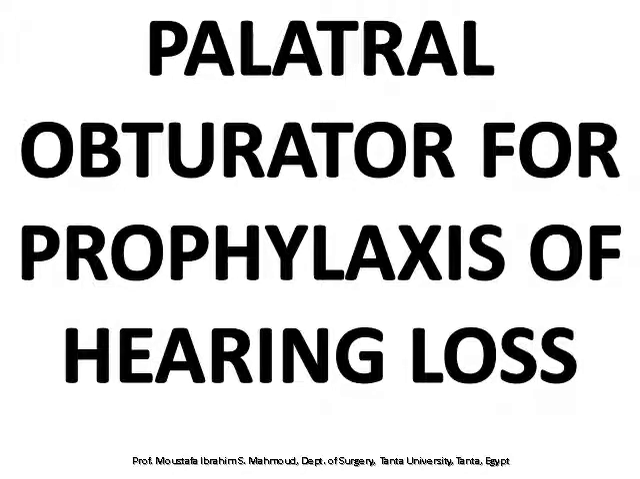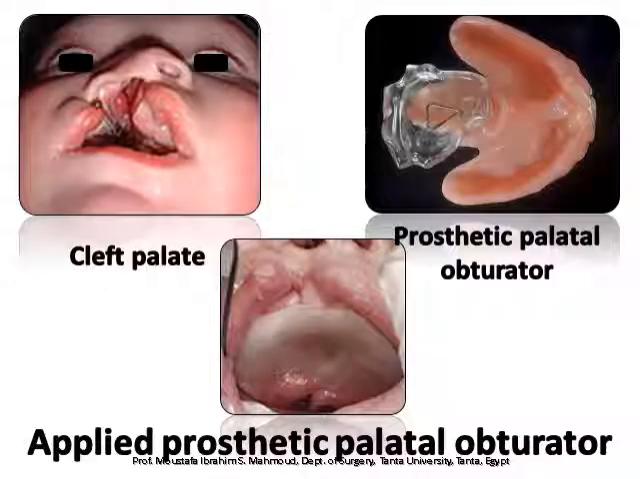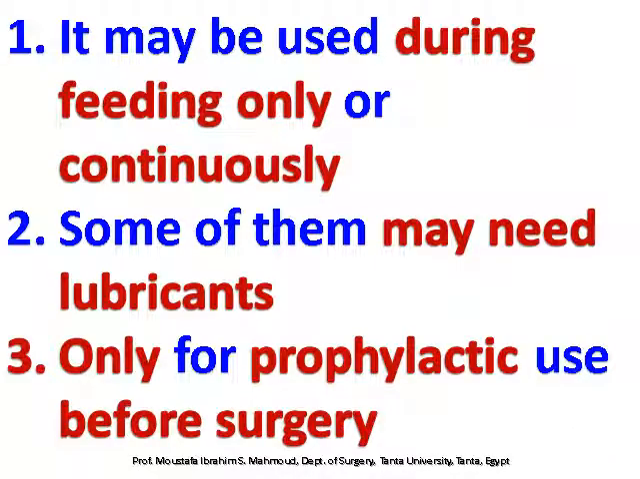Palatal obturator for prophylaxis of hearing loss. This is the cleft palate and this is the prosthetic palatal obturator. They use it during feeding only or continuously. Some of them may need lubricants, only for prophylactic use before surgery.